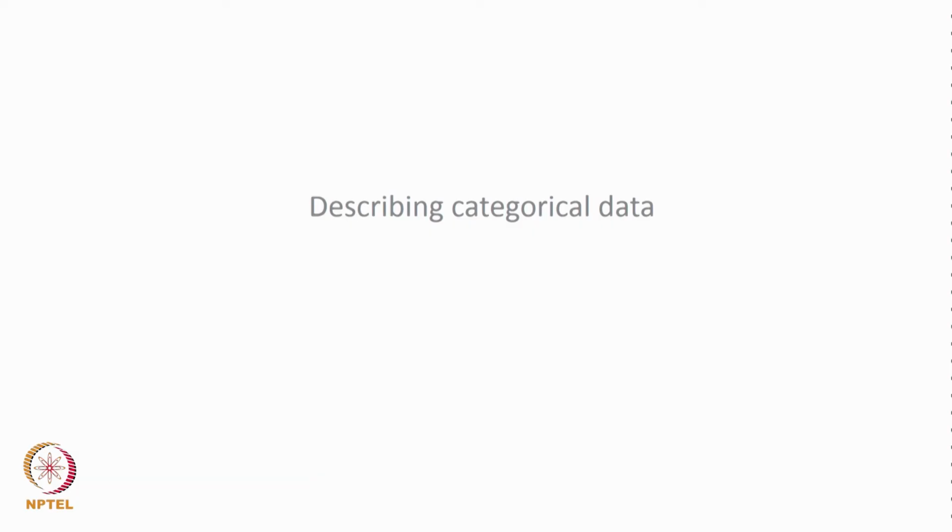Now we move to some more aspects of data, and we now try to describe categorical data. In the last lecture we introduced the term called categorical data, and then we classified them further into nominal and ordinal. Now we try to describe and see how we present categorical data to the user.